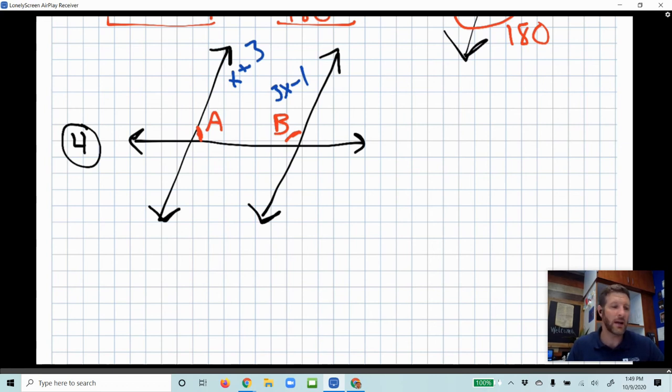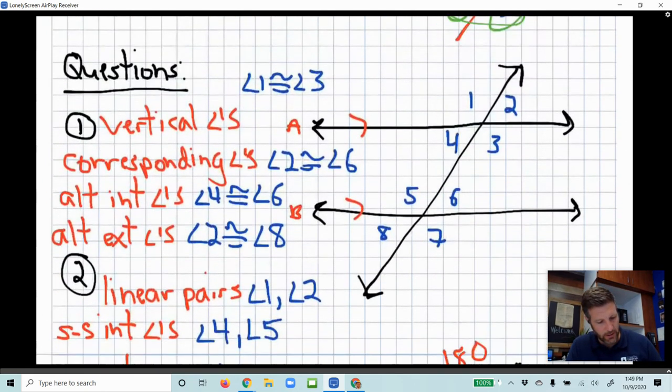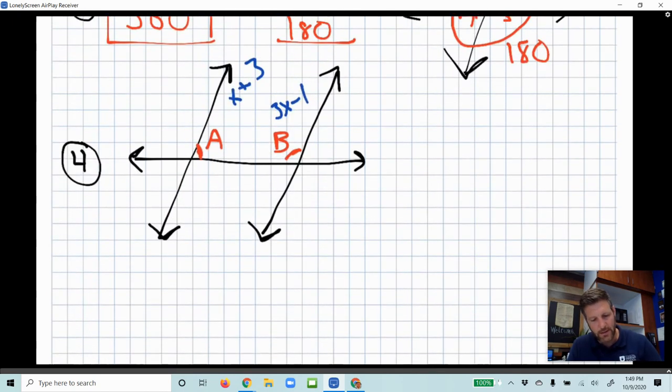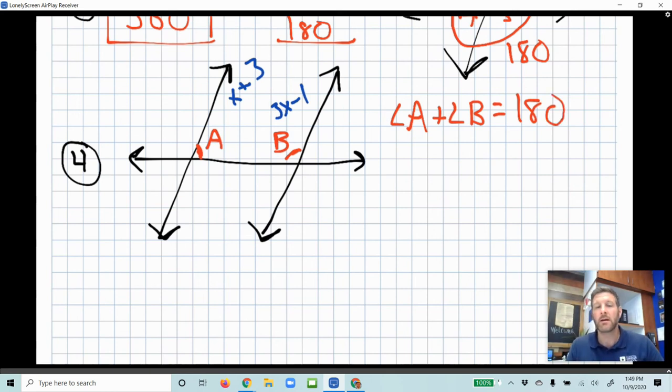And the question asks, what type of equation would you write to solve for x? Well, same side interior angles, if I go up and look, same side interior angles right here are, oops, I'm not underlining, but right here, they are supplementary. So that means I know that angle A plus angle B equals, because they're supplementary, 180 degrees. So that means I can now write a meaningful equation. I could say, okay, so that means x plus 3 plus 3x minus 1 equals 180.